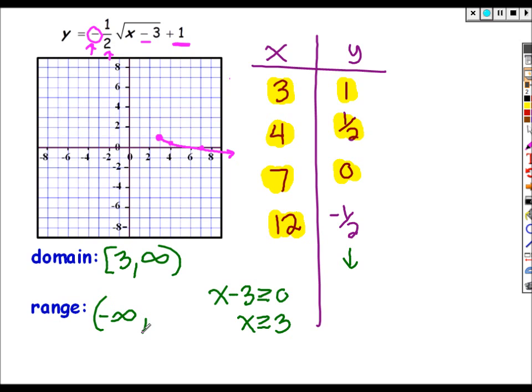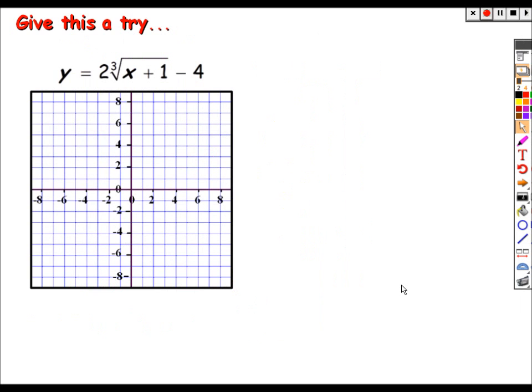And the highest point now, the highest y value is going to be right here. The largest y value is 1. So I'm actually going from negative infinity to 1 because this negative sign out front causes the graph to flip.